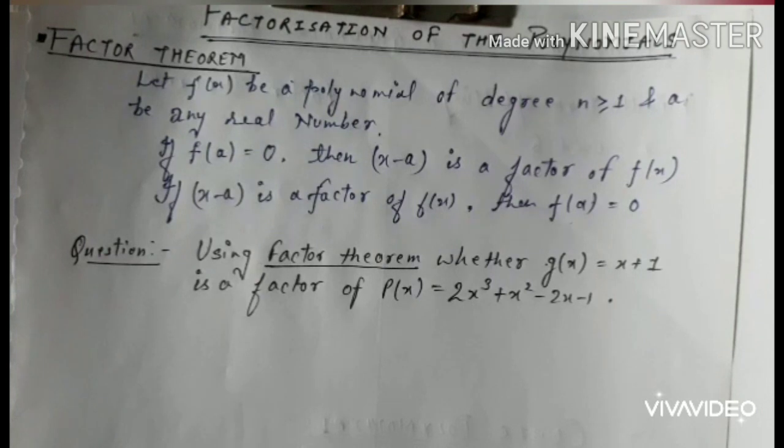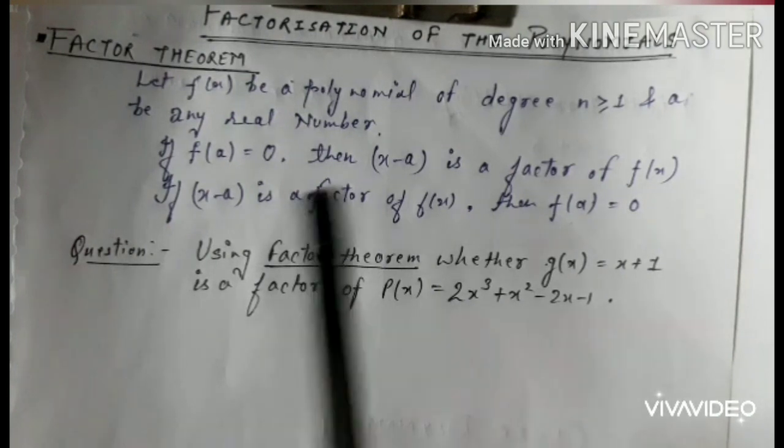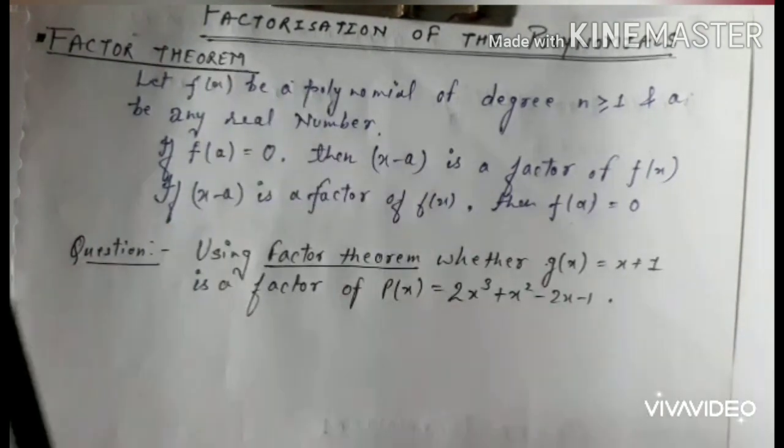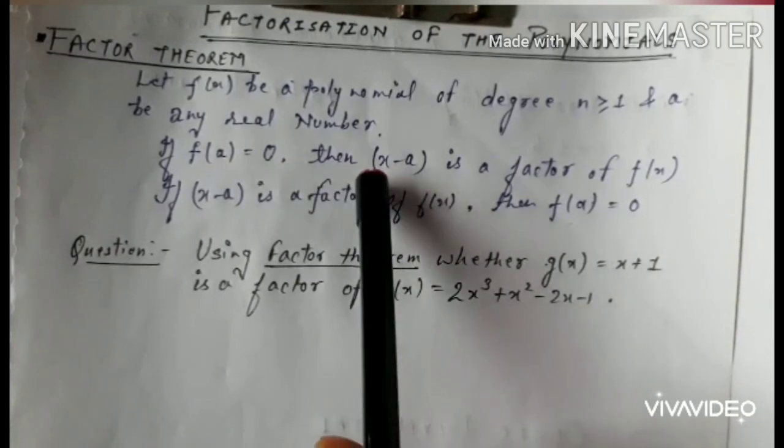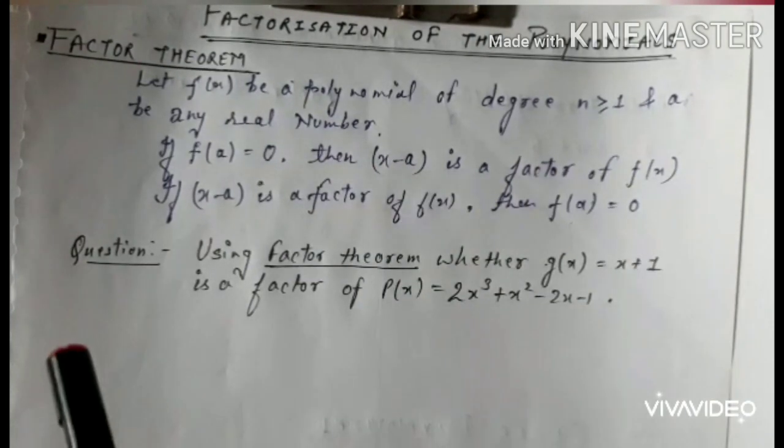If there is any polynomial, suppose f(x), let f(x) be a polynomial of degree n greater than or equal to 1, that means it can't be less than 1. So the degree of the polynomial will not be less than 1, and a is any real number. If f(a) equals 0, that means when we put the value of a in the polynomial it becomes 0, then we say that x minus a is a factor of f(x).